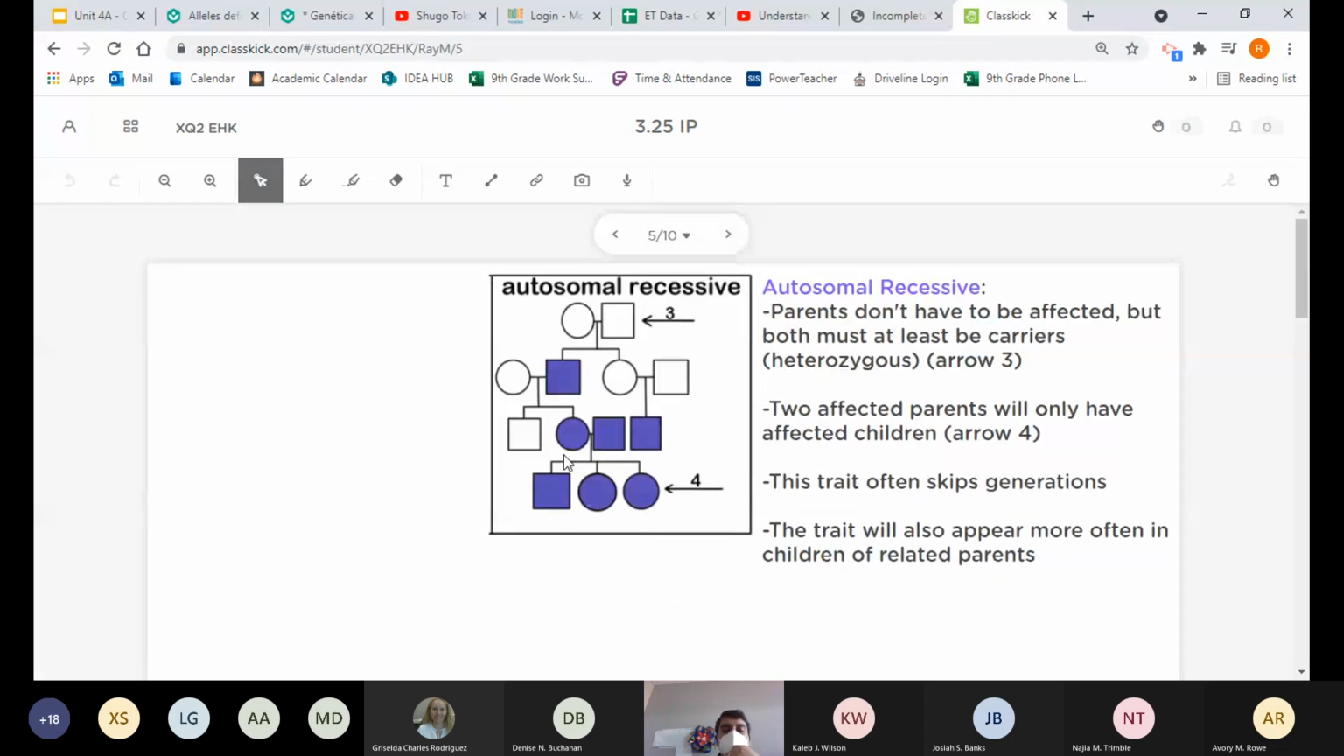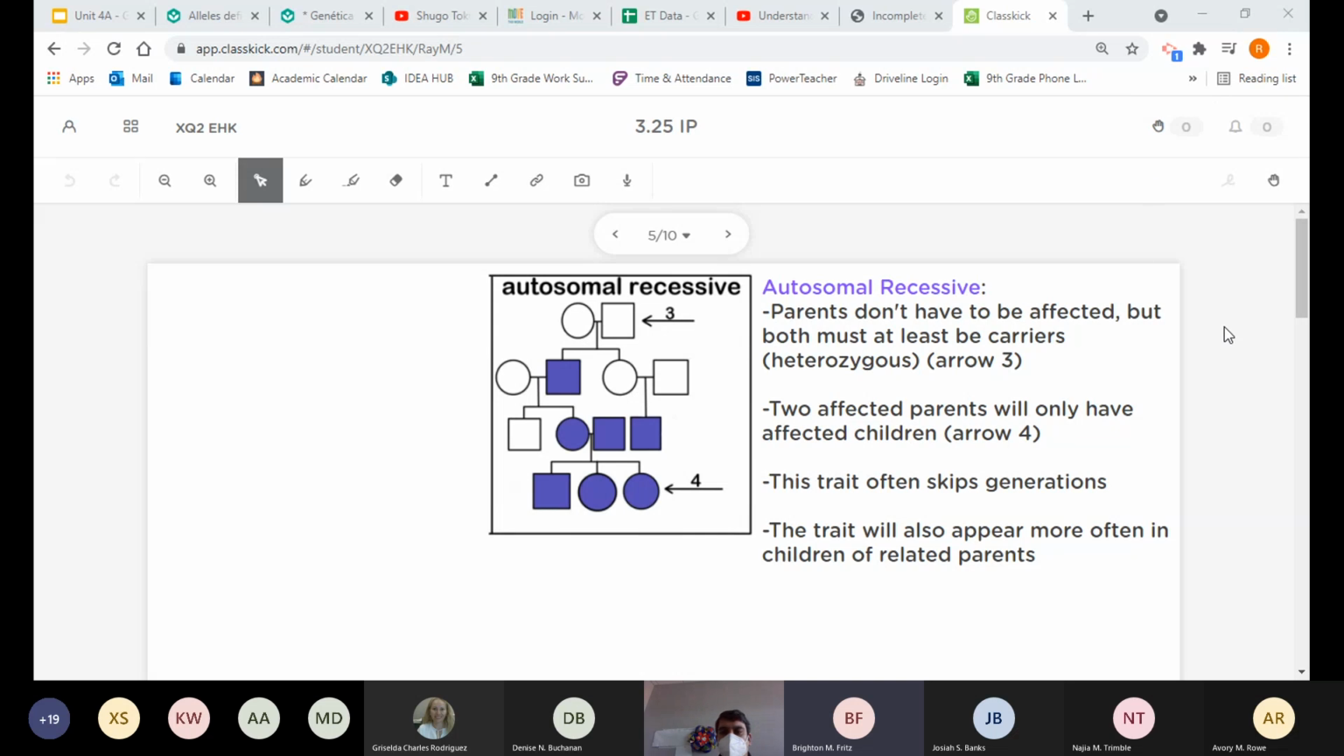Okay, recessive. Can I get another volunteer to read the bullet points underneath autosomal recessive? I can. Thank you, Brayden.